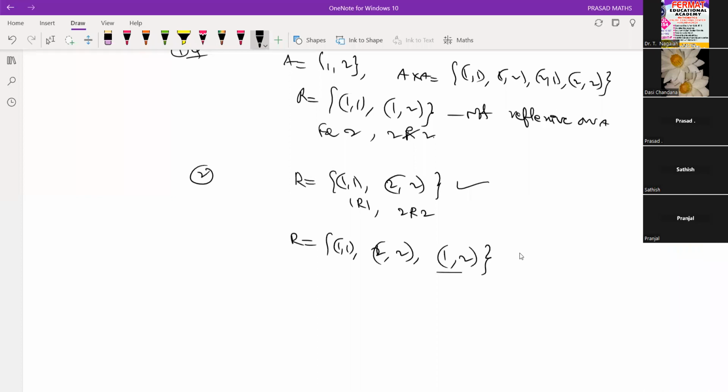I don't bother about 1, 2. What I bother about is whether any element is related to itself or not. If you know this, if any element is related to itself, it's enough to say that R is reflexive on a set A. I don't bother about 1, 2 or 2, 1 or anything else. What I require is whether any element is related to itself or not. If that happens, that is a reflexive relation on a set A.